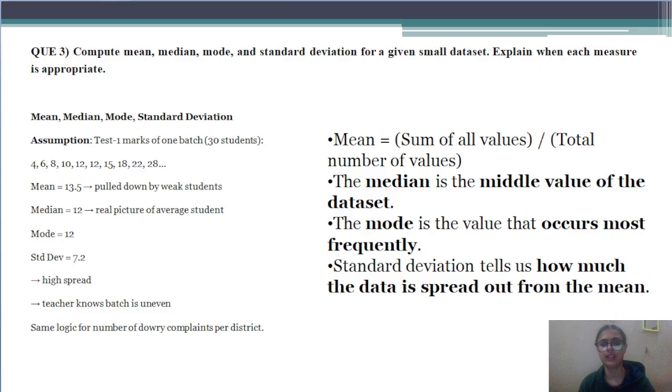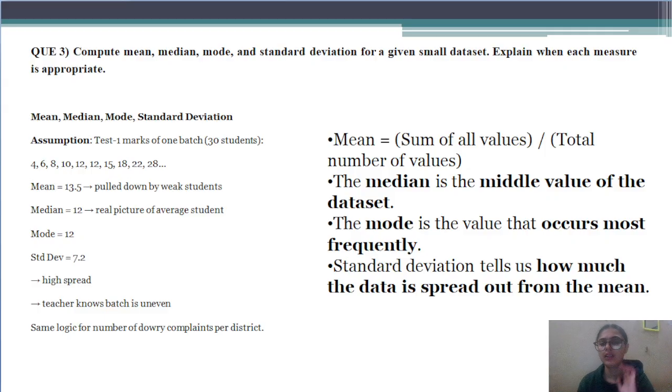So interpretation, mean is pulled down by weak students who scored very low marks like 4, 6 and 8. So mean can sometimes misrepresent the true performance if there are extreme values. And when is mean appropriate? When data is evenly distributed and when there are no extreme low or high values.